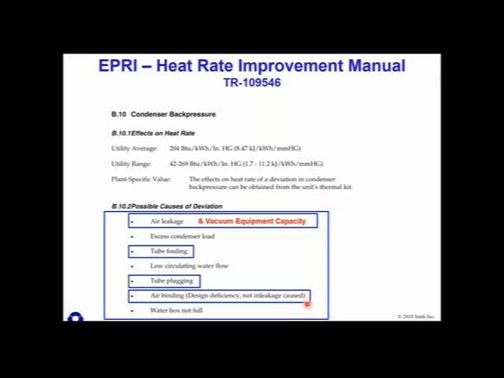I do want to make sure that we all understand that what's not listed on this list, which I'm sure all of you are very aware of, is that air in-leakage and vacuum equipment capacity, they're two separate things, but they're very much related. It's like two issues, two sides of the same coin, really. You can have high air in-leakage and excess back pressure, or you could have low air in-leakage but low vacuum equipment capacity and have high condenser pressure. So it's important to recognize that figuring out which one of these is the issue is also important.